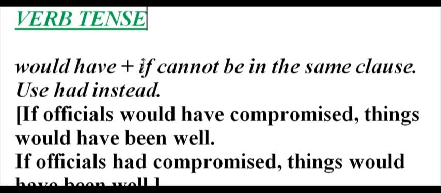The subject or the object, the thing receiving the action here, is things, and would have been well is part of our action. If officials had compromised, things would have been well. That's the correct version of that sentence. If we say if officials would have compromised, things would have been well, that is incorrect because we cannot have would have and if in the same clause. We need to use had instead.